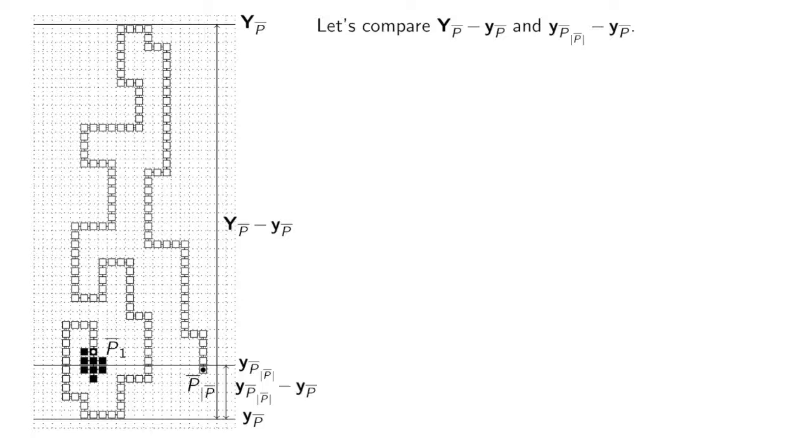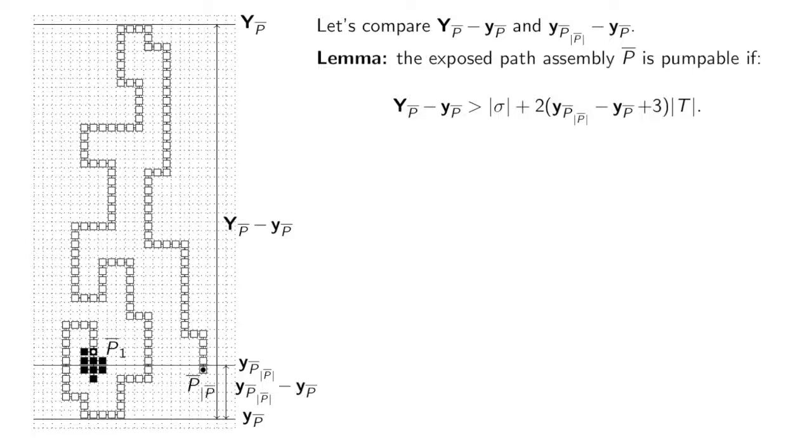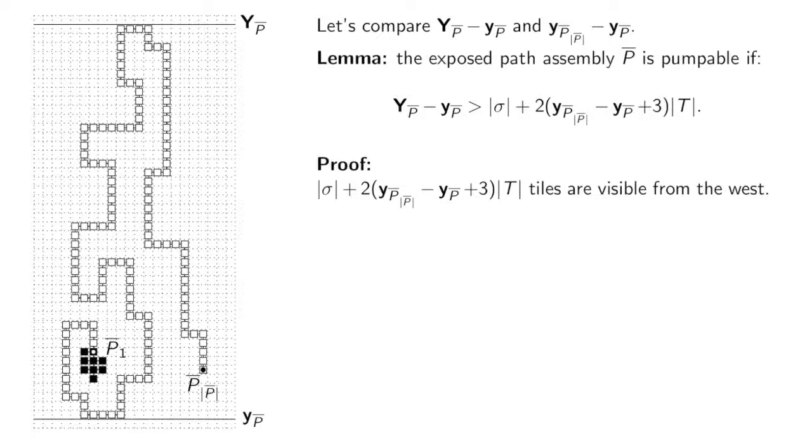We improved this result here. Consider the following lemma and the following inequality. If this inequality is satisfied, then the path assembly P does a U-turn and then it is pumpable. In order to prove this result, suppose that the inequality is true.